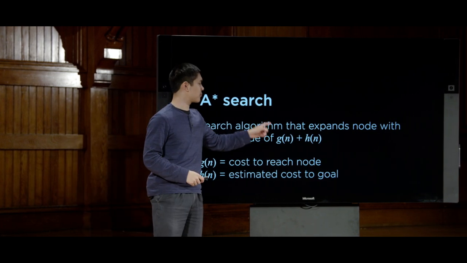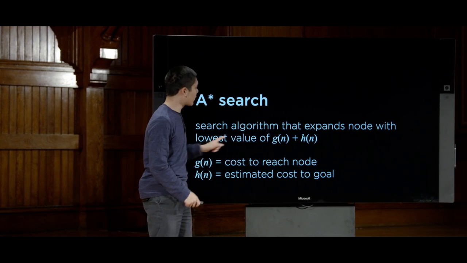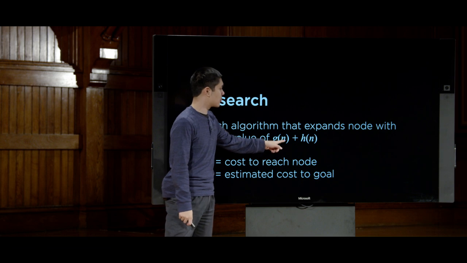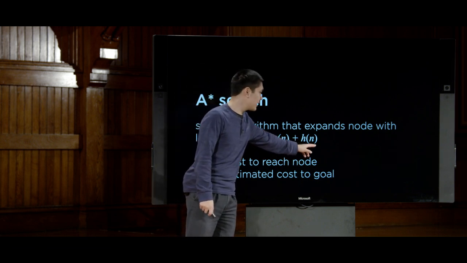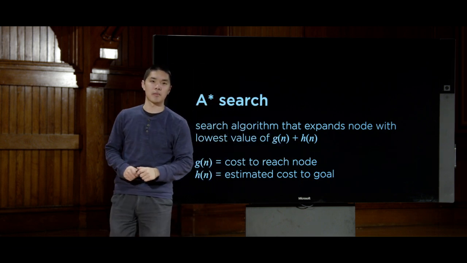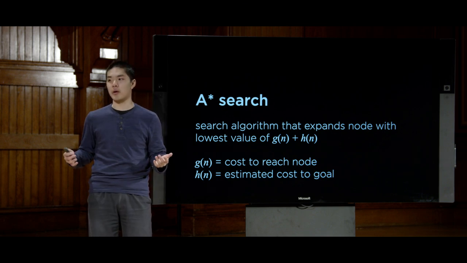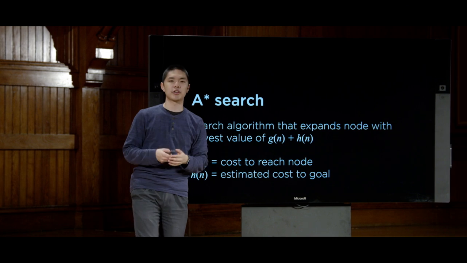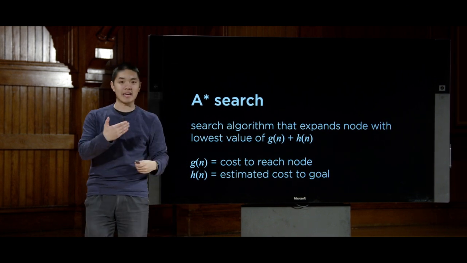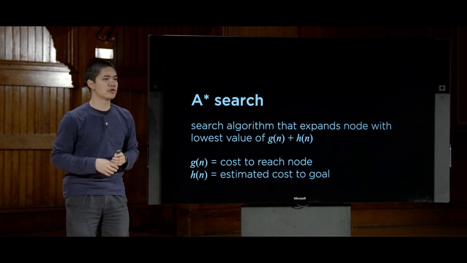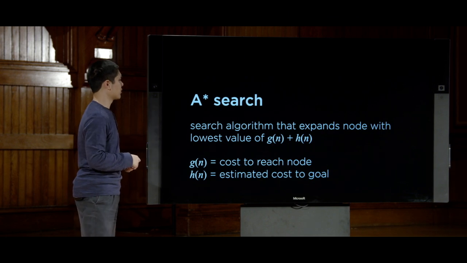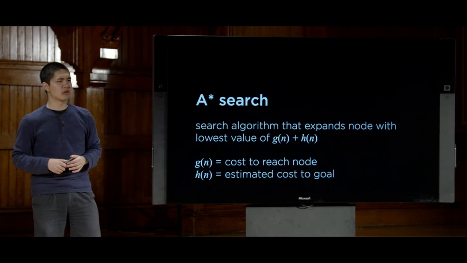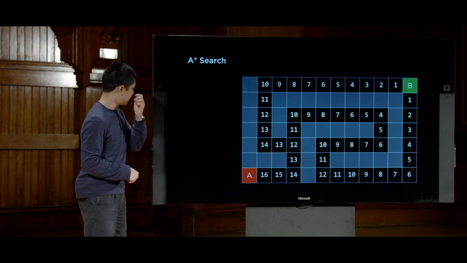So we'll search the algorithm by expanding the node with the lowest value of g of n plus h of n. H of n is that same heuristic that we were talking about a moment ago that's going to vary based on the problem. But g of n is going to be the cost to reach the node, how many steps I had to take, in this case, to get to my current position. So what does that search algorithm look like in practice? Well, let's take a look.